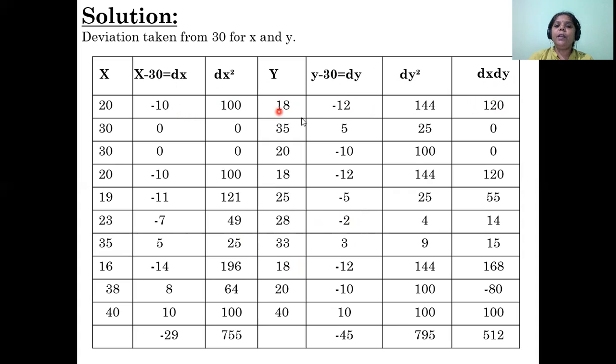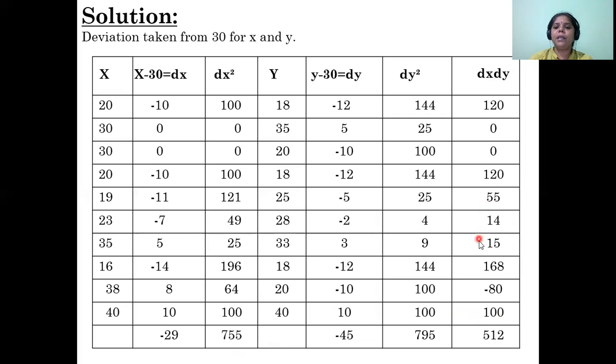So here 10 into 12, that will be 120. 0 into 5, 0. 0 into 10, 0. 10 into 12, 120. 11 into 5, 55. 7 into 2, 14. 5 into 3, 15. 14 into 12, 168. And here plus 8 into minus 10, it will become minus 80. 10 into 10 will be 100. So the total is sigma dx dy.